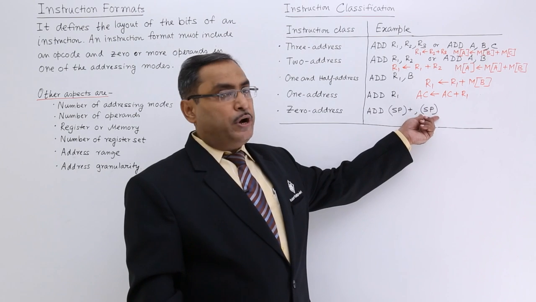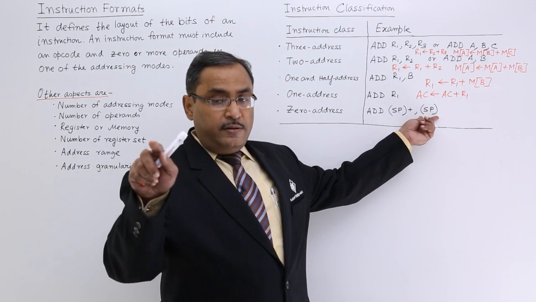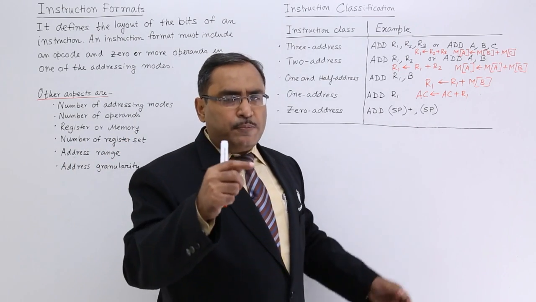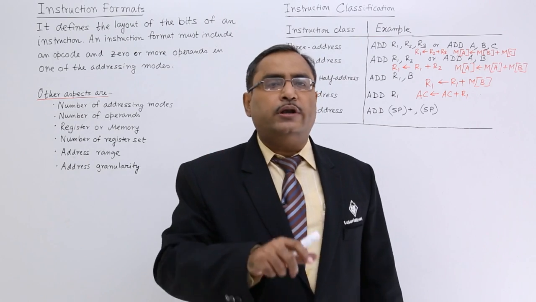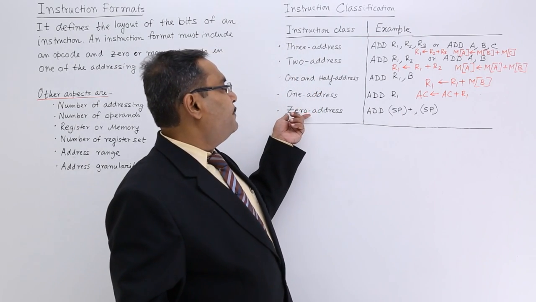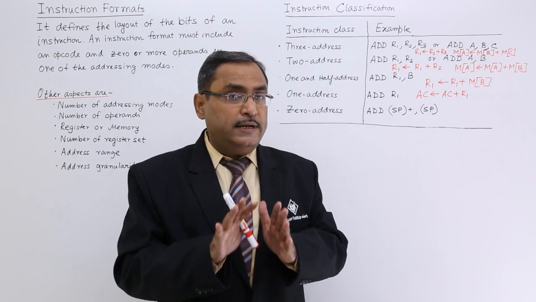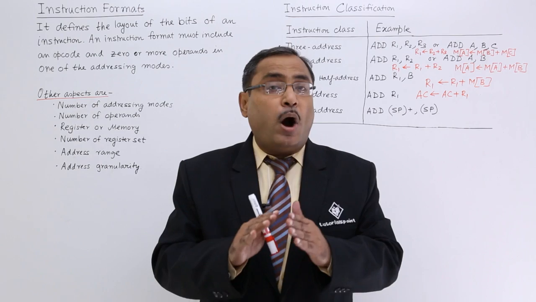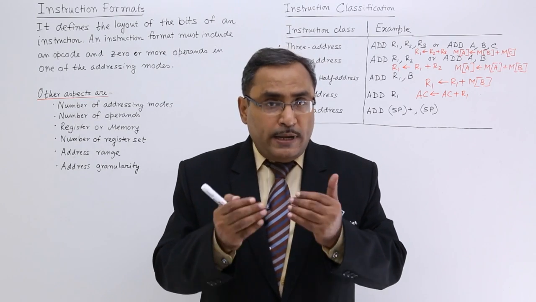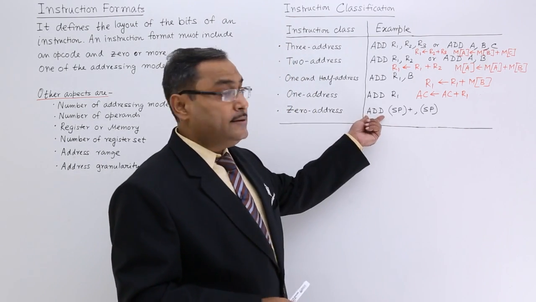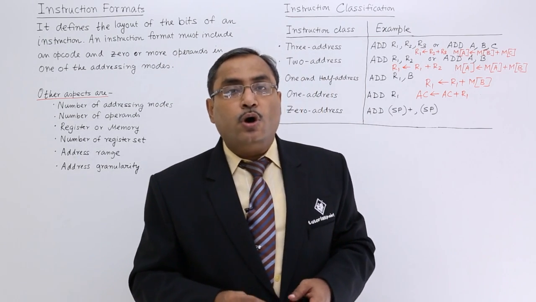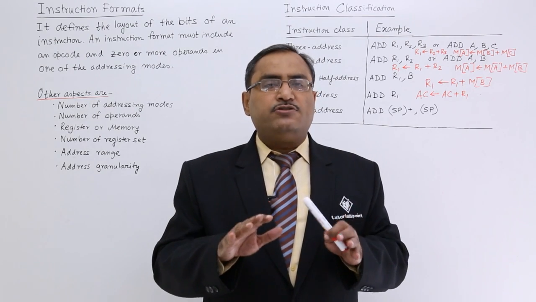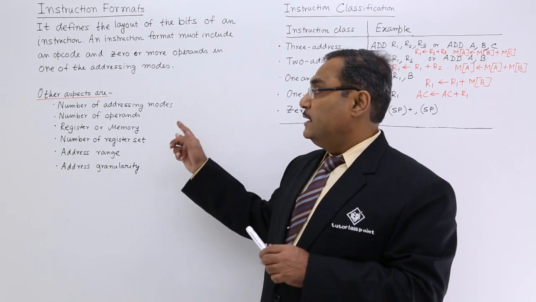So one is the stack pointer's content. The stack pointer is pointing to a memory location, that location's content, and the other operand is at stack pointer plus 1, that means the next location's content will be fetched, and that is the example of zero address instruction. In case of zero address instruction, the topmost two data fetched from the stack by pop operations will be taken for this particular operation add, and they will be added and the result will be stored on the top of the stack again. So these are my instruction formats, and these are the aspects.